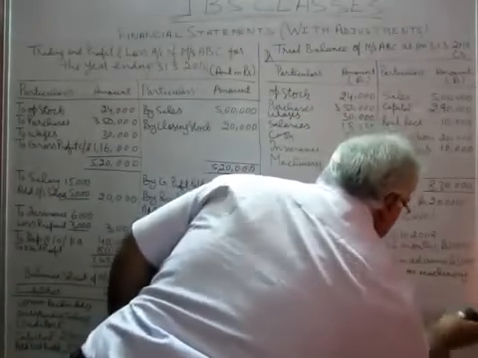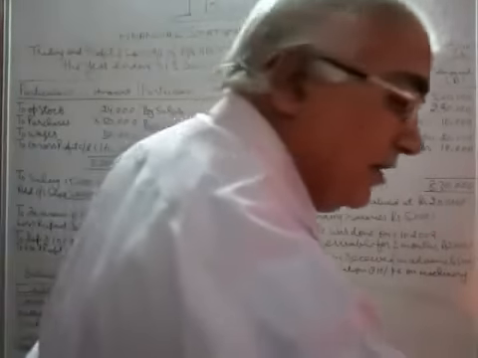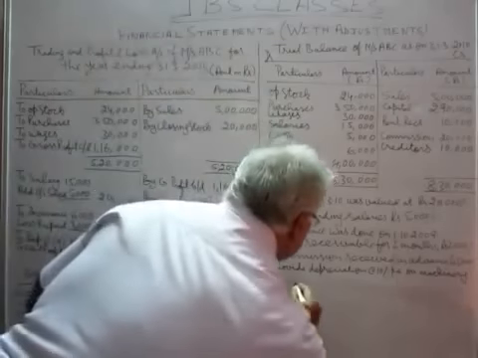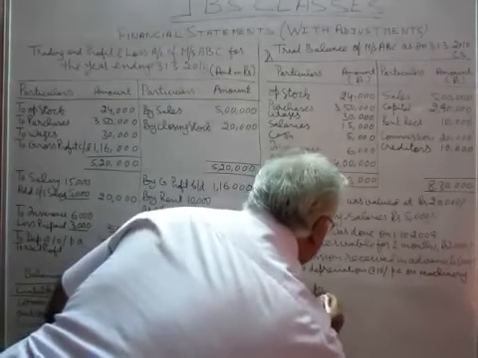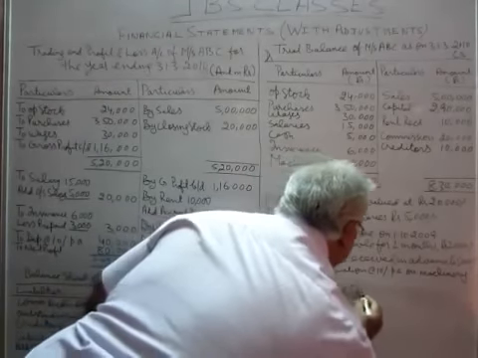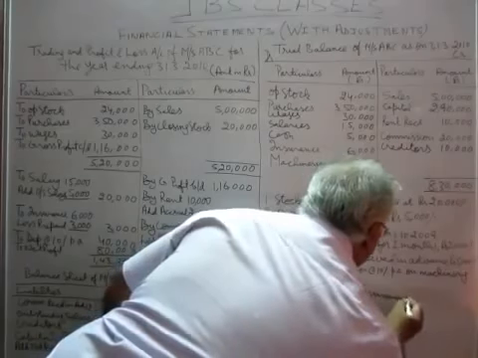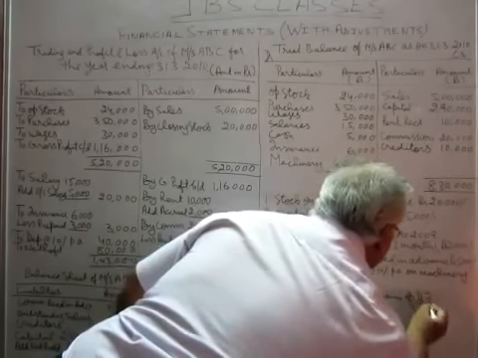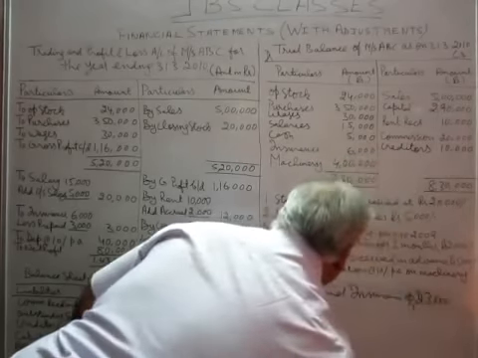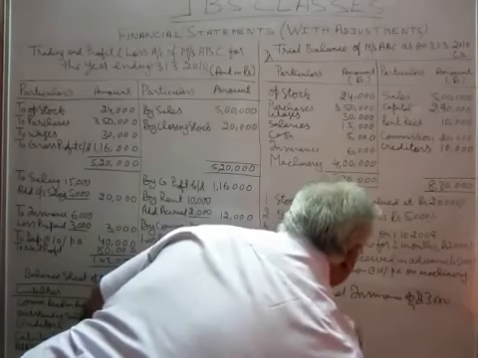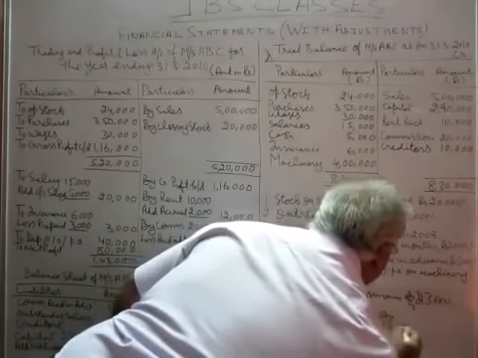Naturally, prepaid insurance is an asset. It shall be debited. So, prepaid insurance account debited to insurance account, 3,000.